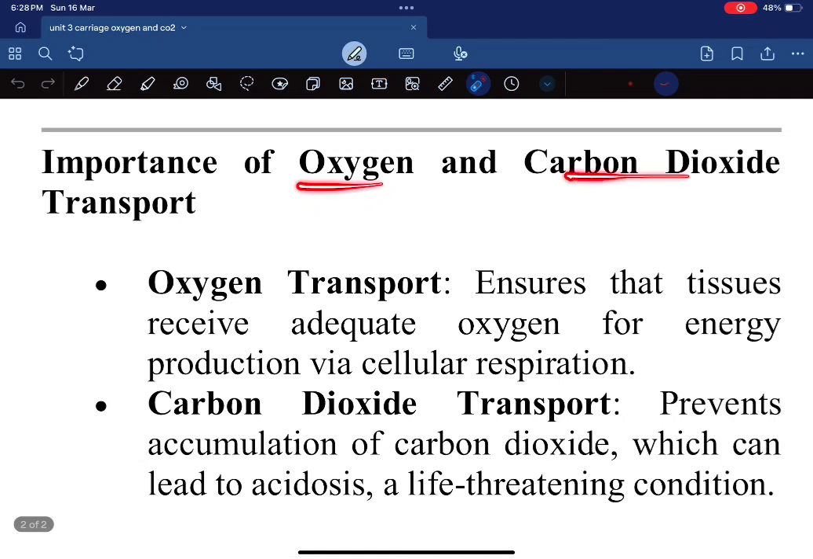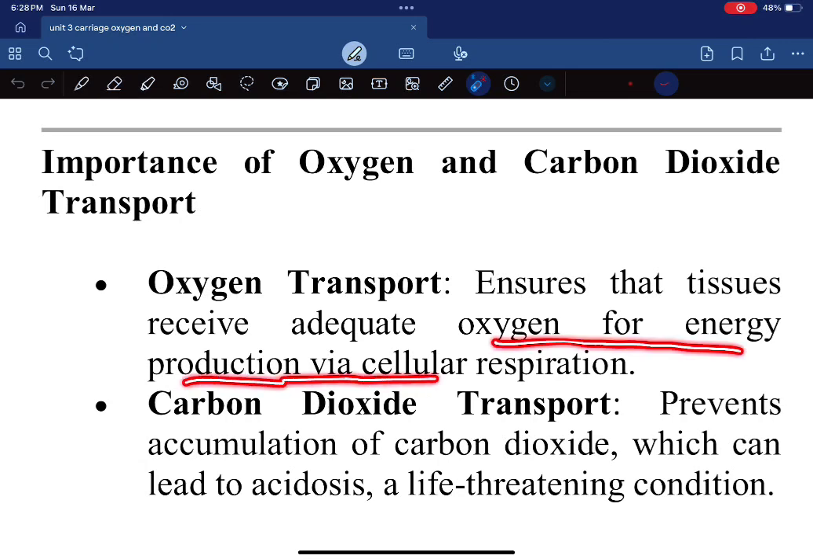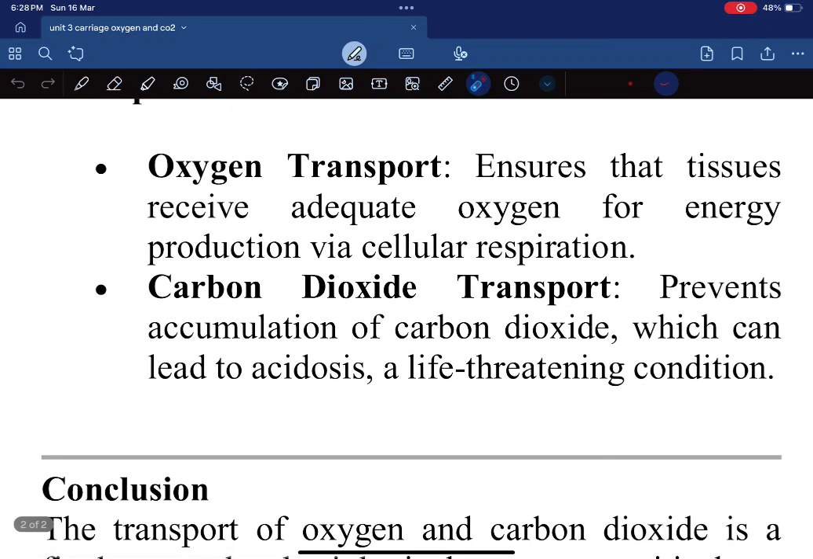Importance of oxygen and carbon dioxide transport. Oxygen transport ensures that tissue receives adequate oxygen for energy production via cellular respiration. Carbon dioxide transport prevents accumulation of carbon dioxide, which can lead to acidosis and life-threatening conditions.